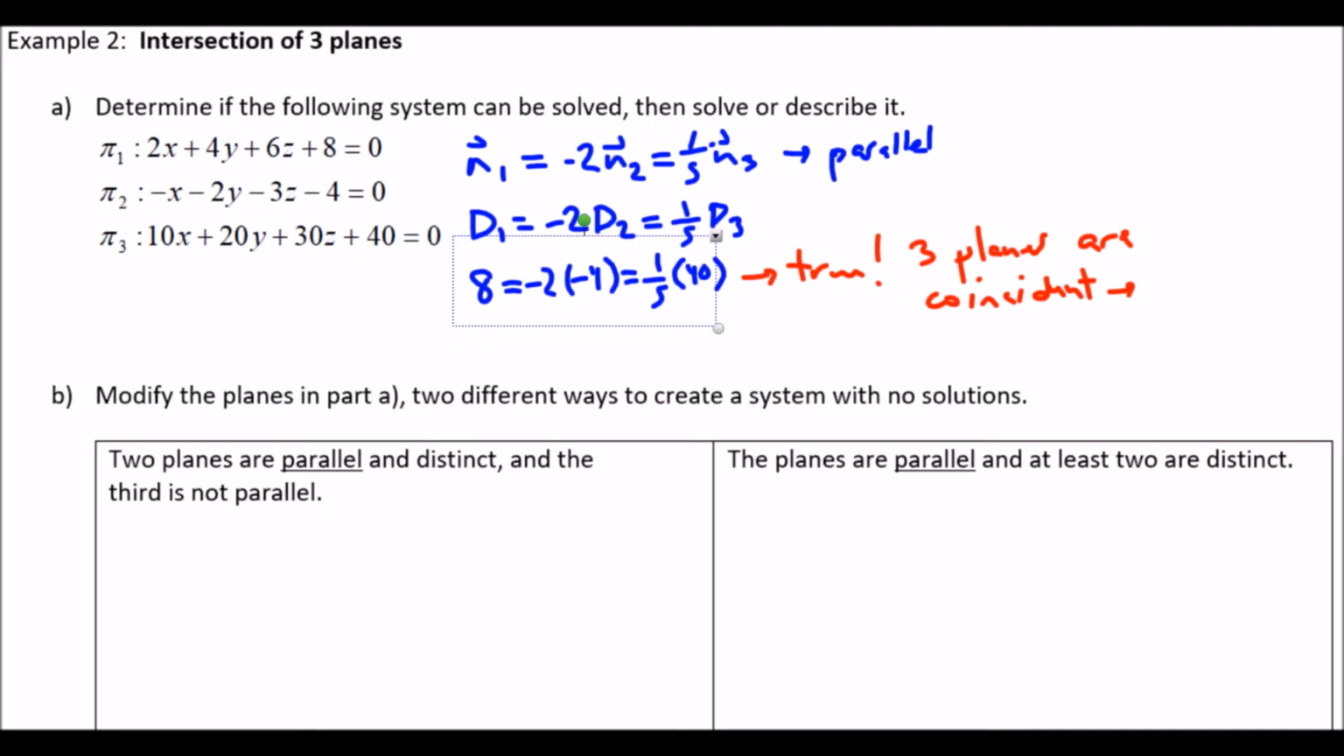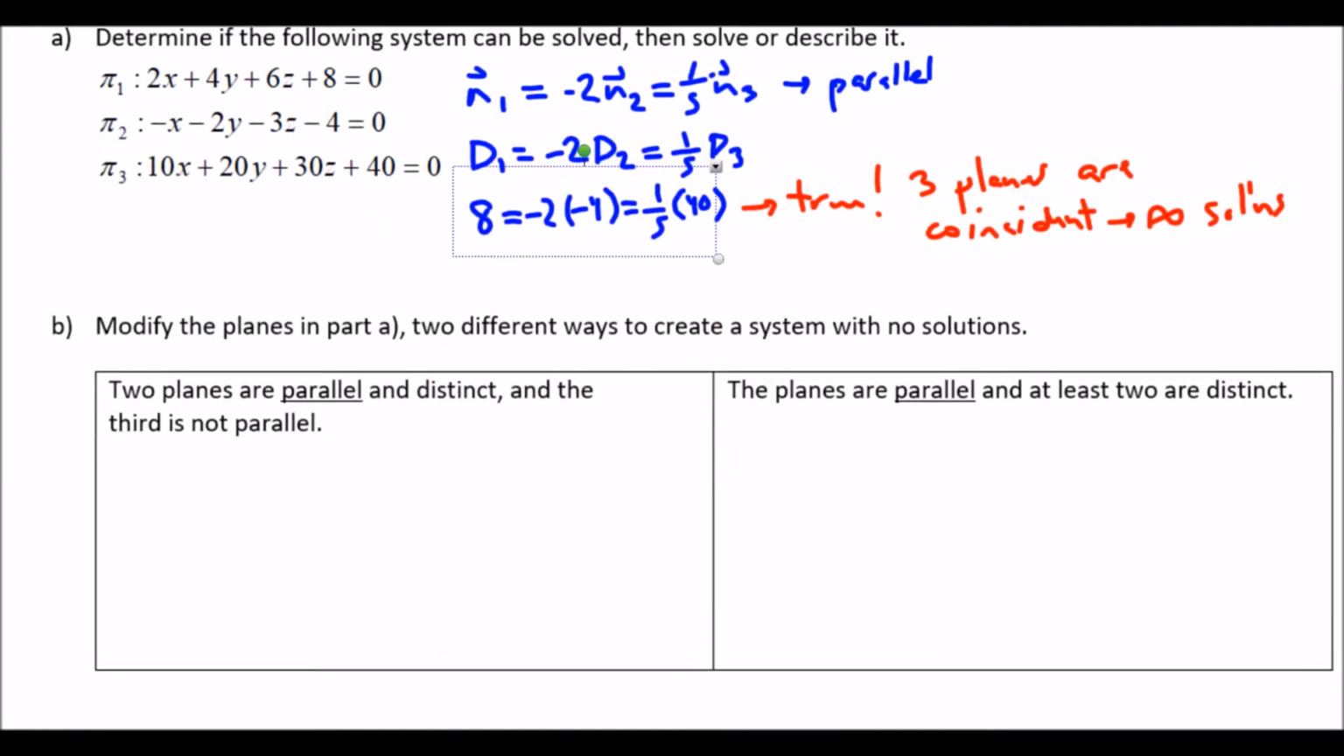So there are infinite solutions. There we go. Okay, that's an E, by the way, and an N. All right, Mr. Wills, who cares? Modify the planes of part A in two different ways to create a system with no solution.